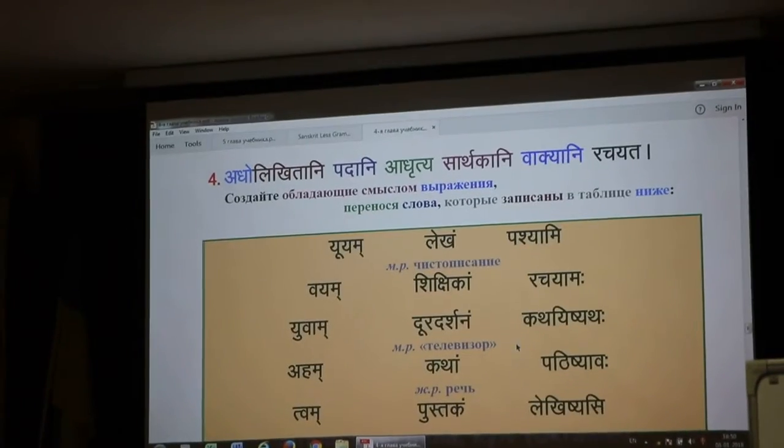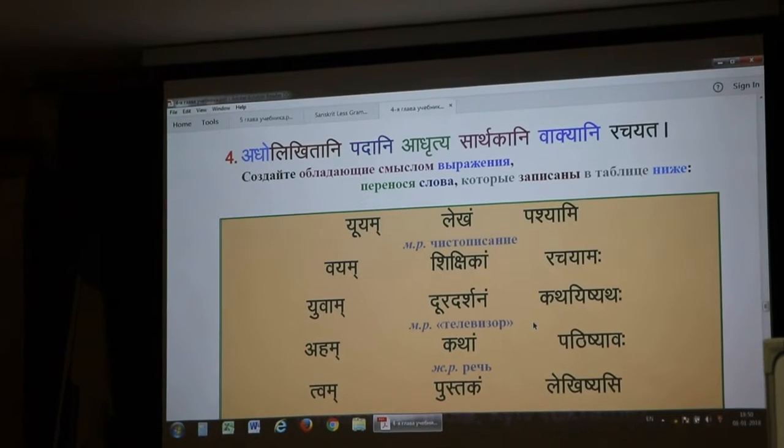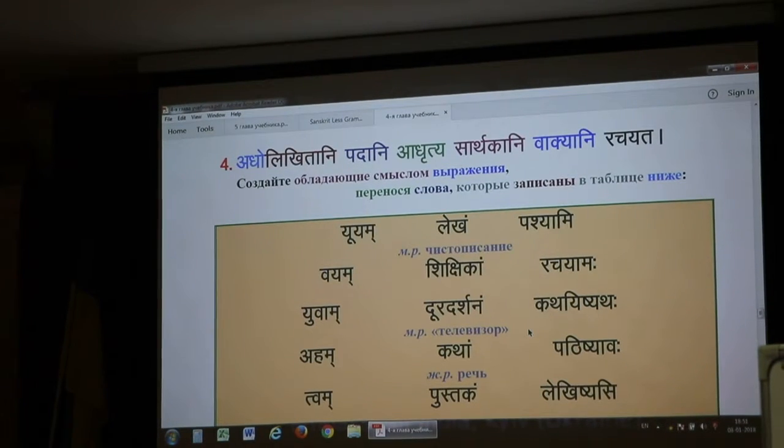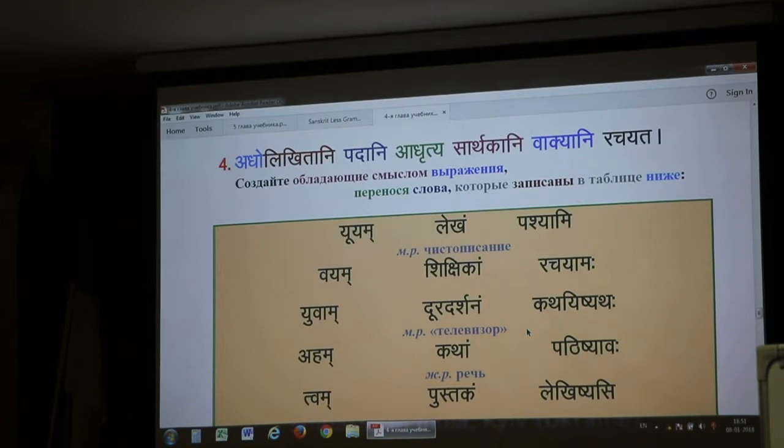अधोलिखितानि पदानि आधृत्य सार्थकानि वाक्यानि रचयत. Because I don't have the whole page with me, I can't make out the sense. Okay. Just need to combine. Anyone who needs to seek a clarification? Have you done this exercise?